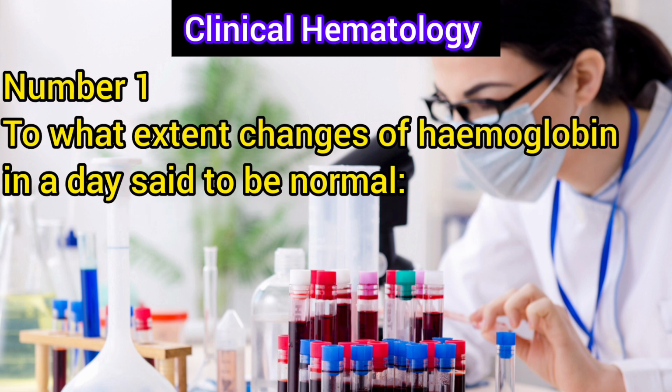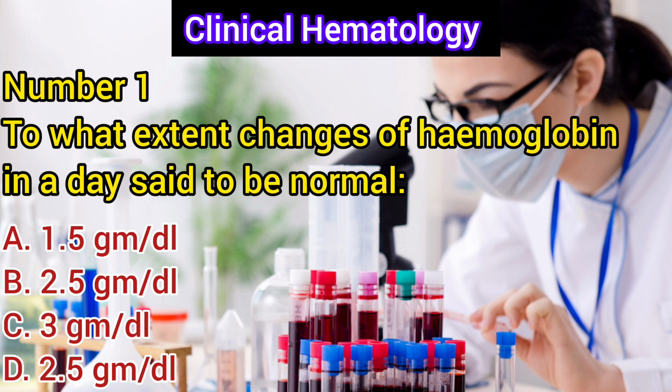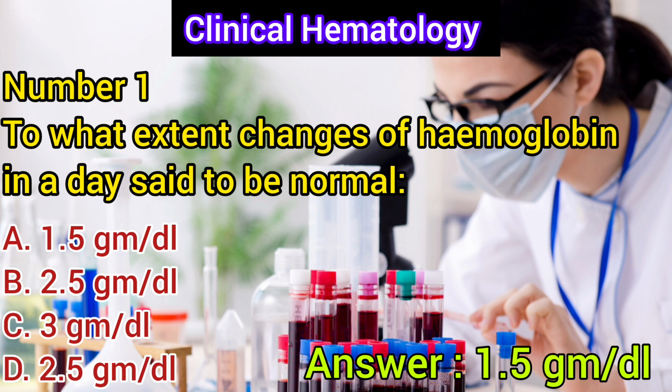Number 1. To what extent changes of hemoglobin in a day said to be normal? A. 1.5 grams per dl. B. 2.5 grams per dl. C. 3 grams per dl. D. 2.5 grams per dl. Answer: 1.5 grams per dl.